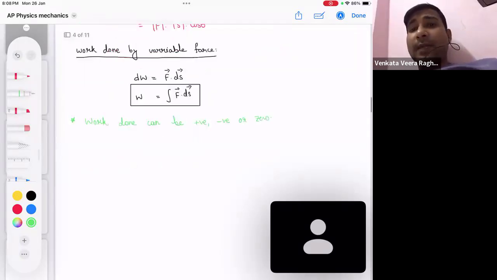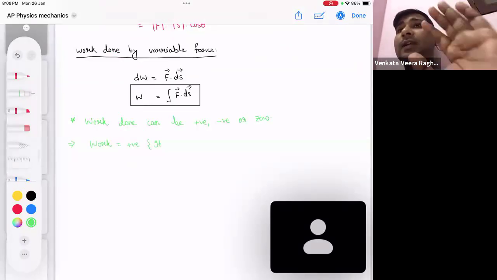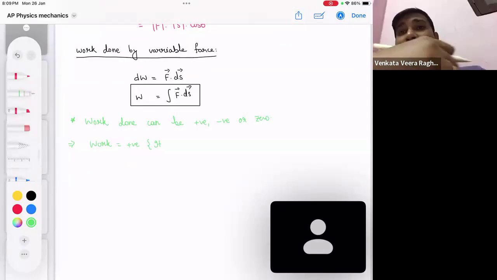So what does it mean by work done is positive? Let's say we calculated and we got work as something positive. What does it mean? It means that kinetic energy of the particle is going to increase. Whenever we are doing positive work on a particle or on a body, it increases the kinetic energy. And if we do negative work, then it decreases the kinetic energy. Okay.